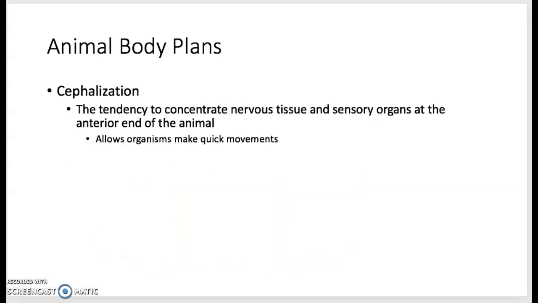Okay, now we are going to talk about cephalization, and that cephalization is a little weird, but it makes sense once you go into anatomy or zoology, you'll get a better idea of it, but we're literally just going to learn about what the word is. So what this means, the textbook definition, is the tendency to concentrate nervous tissue and sensory organs at the anterior end of the animal.